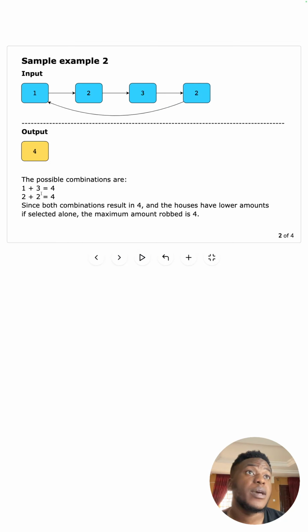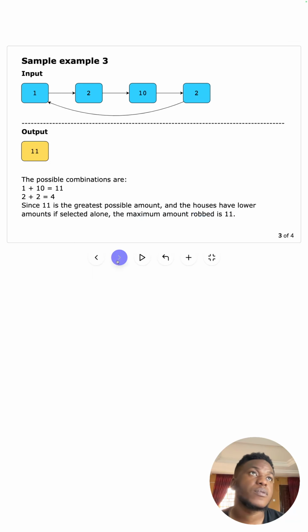Now in this case, we have two things that amount to 4, 1 and 3, and 2 and 2. So since both of them result in 4, and they have lower amounts if selected alone, because if each one of these doesn't sum up to 4 individually, the maximum amount he can rob is 4, and there are 2 ways for him to get that.